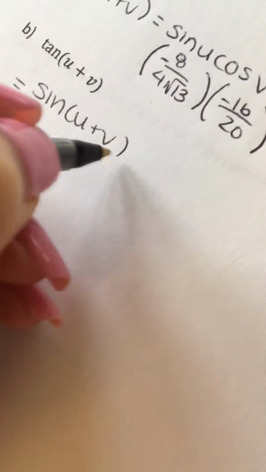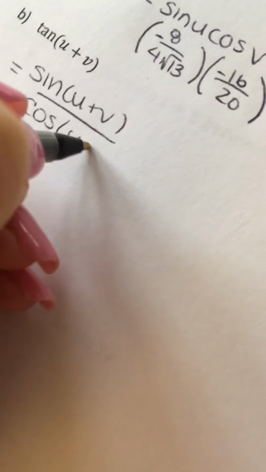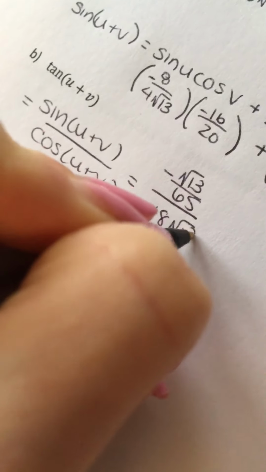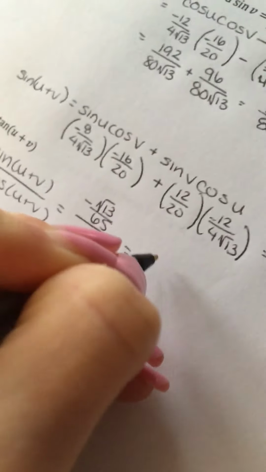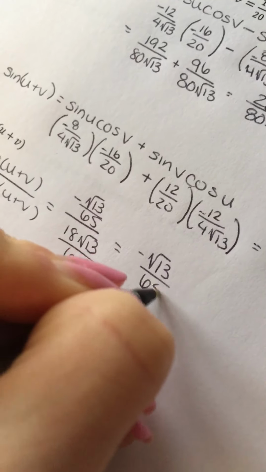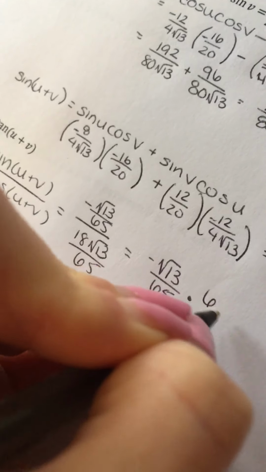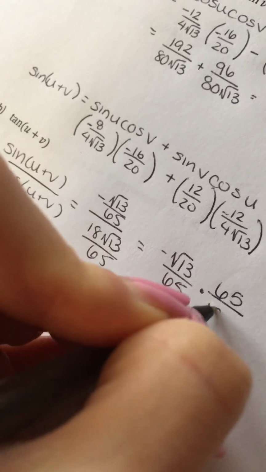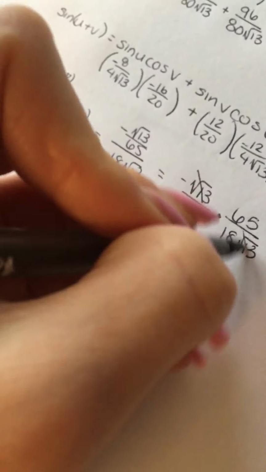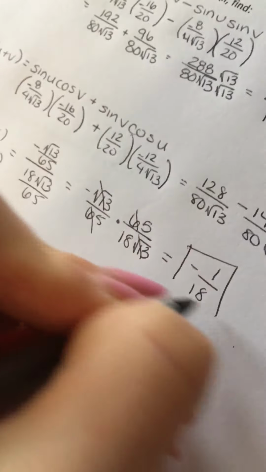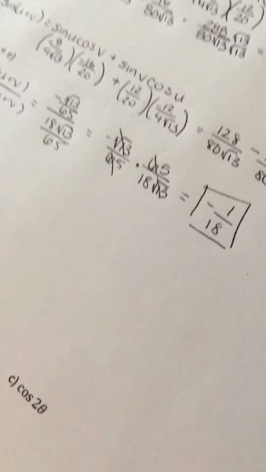All right? So sine of u plus v over cosine of u plus v is equal to negative root 13 over 65 divided by 18 root 13 over 65. Keep the top fraction, change the big division to multiplication, and flip the second. 65, 18, root 13. All right. Glorious things happen here. Root 13s cancel, the 65s cancel, and I just get negative 1/18. Love it. Looks great.